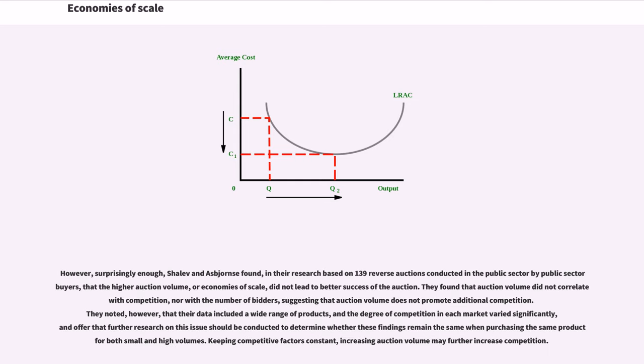However, surprisingly enough, Shalev and Asbjornsen found, in their research based on 139 reverse auctions conducted in the public sector by public sector buyers, that the higher auction volume, or economies of scale, did not lead to better success of the auction. They found that auction volume did not correlate with competition, nor with the number of bidders, suggesting that auction volume does not promote additional competition.